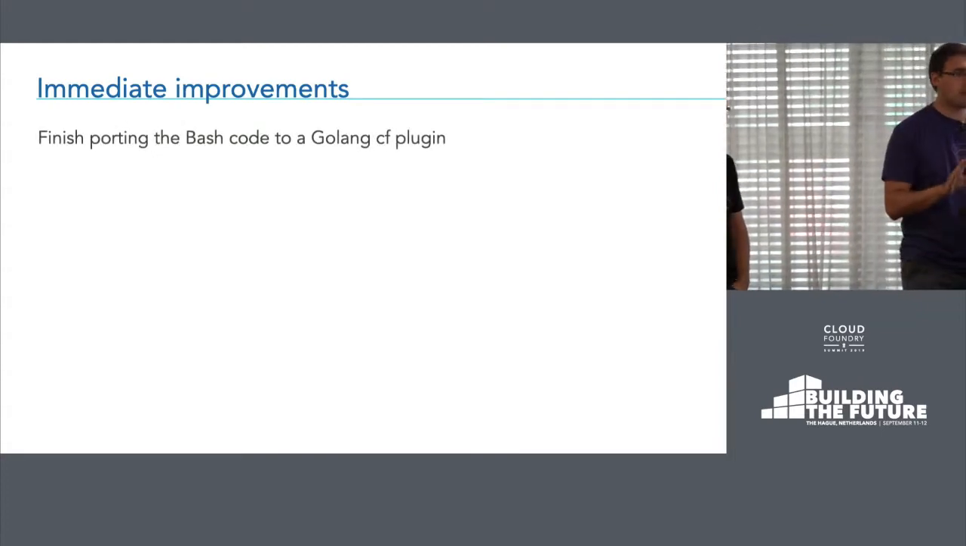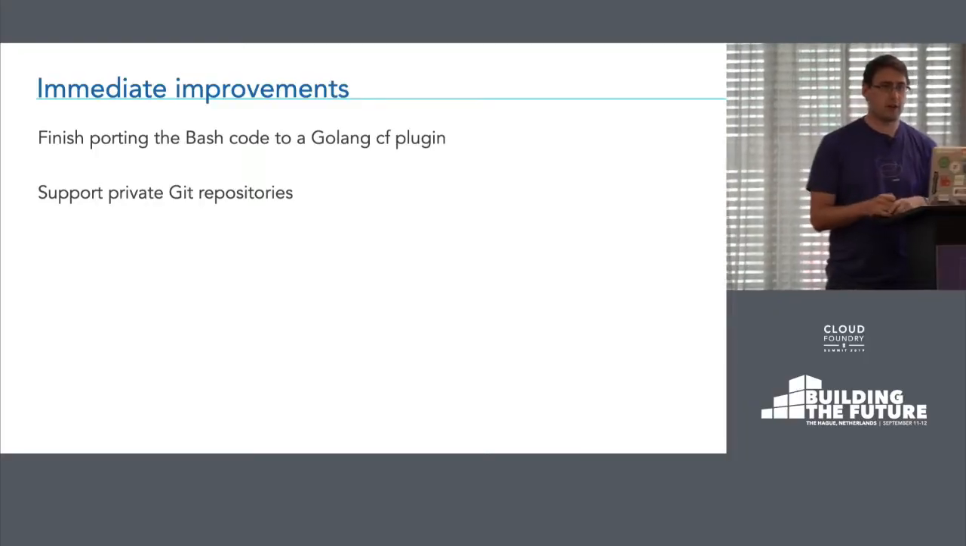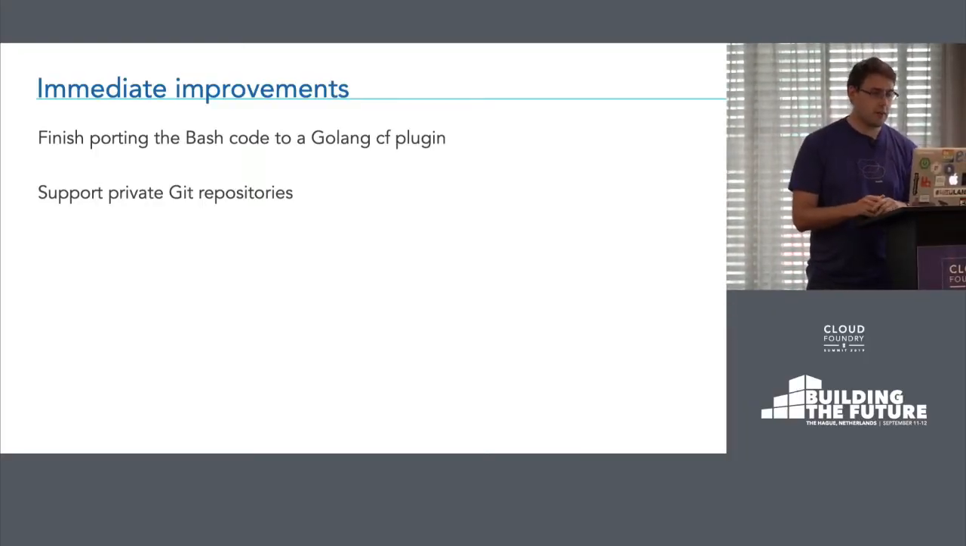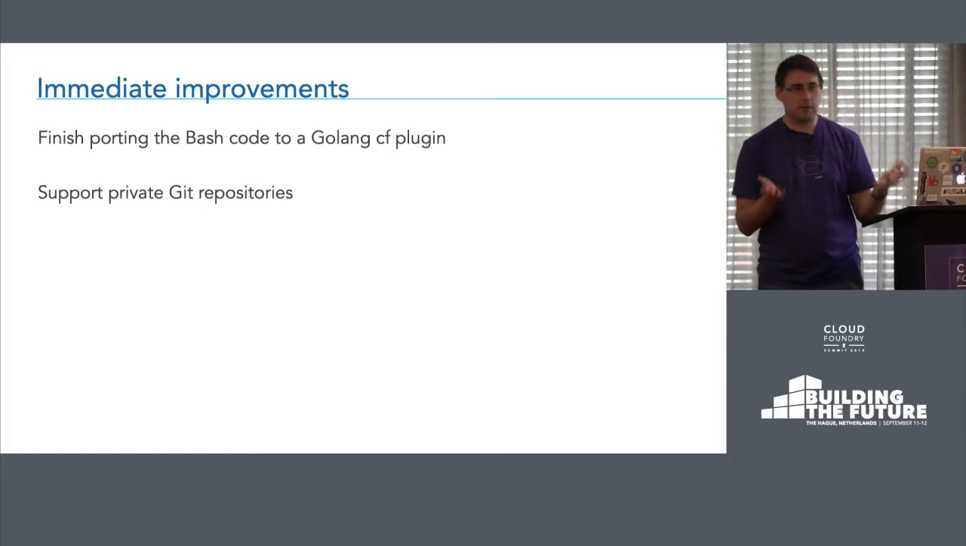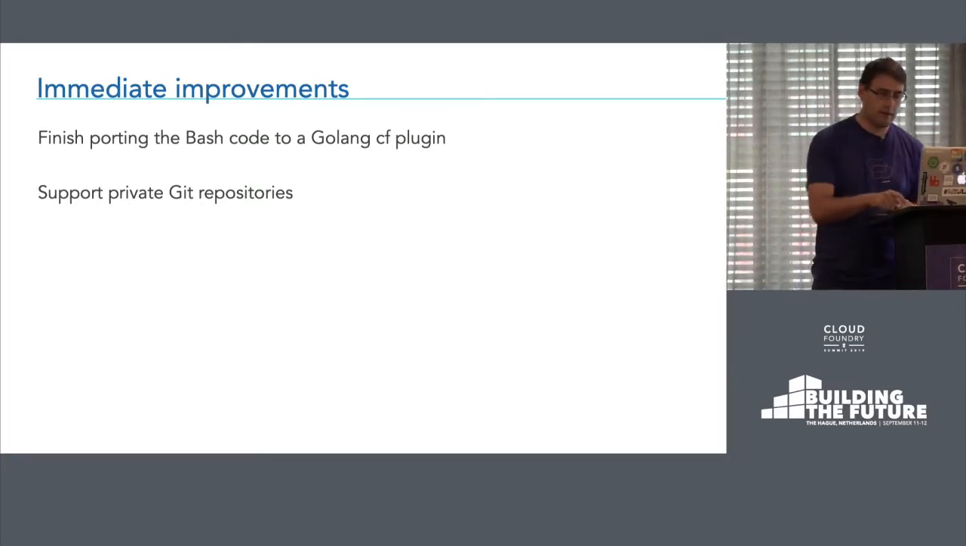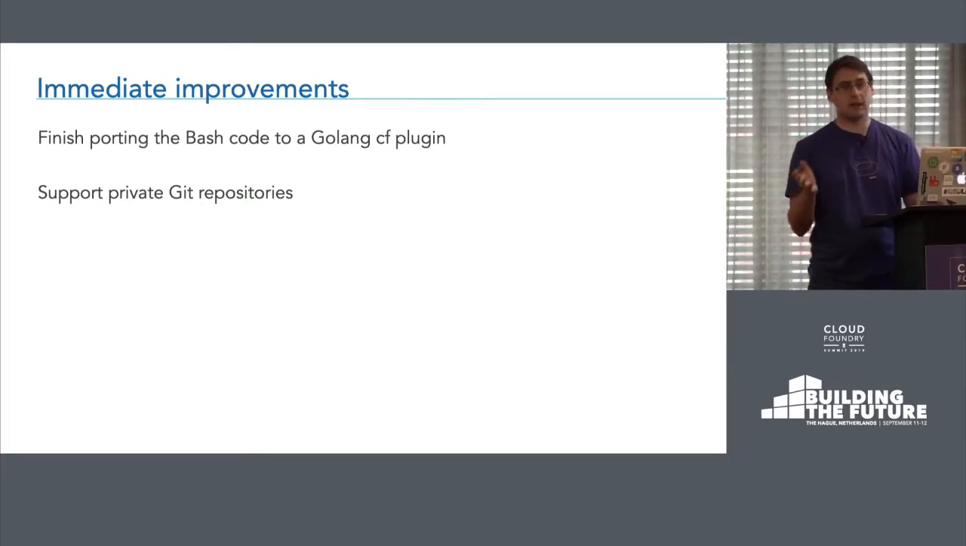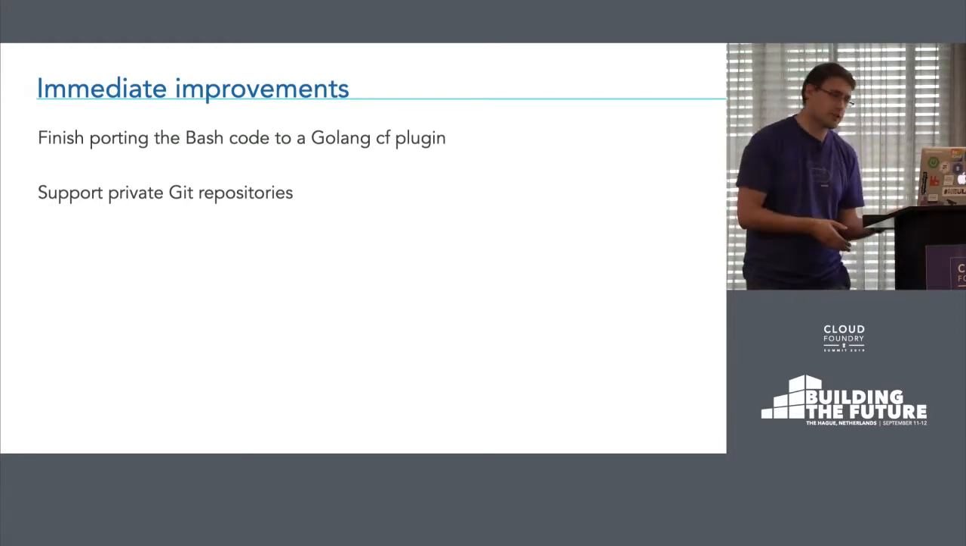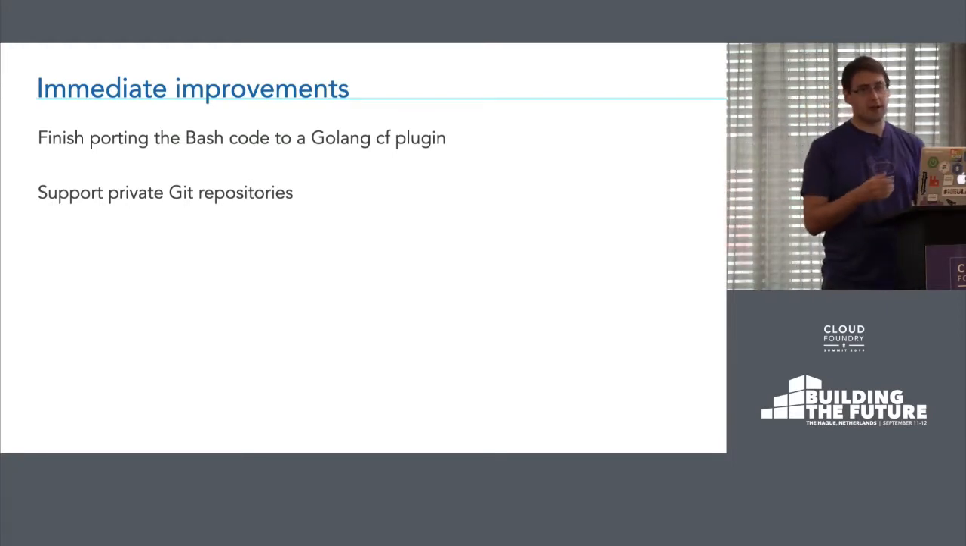So what are our immediate improvements we're planning to do is porting the bash code all along the way, so we're more platform independent. Support private Git repositories. At the moment, we are assuming that we can publicly pull the code of the GitHub repository and clone it for Concourse. That isn't the way stuff is done out there. So we have to support that, which means another credential or SSH key or something, which has to be added.